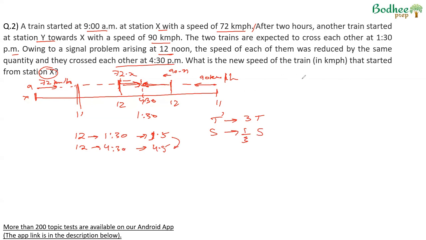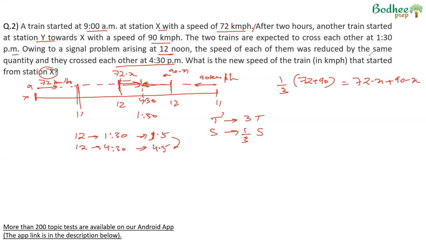Initially, the relative speed of these two trains was 72 plus 90. Now it has become one-third of that. So one-third of this will be the new relative speed, which will be 72 minus x plus 90 minus x. Since the trains are moving towards each other, the relative speed will get added.